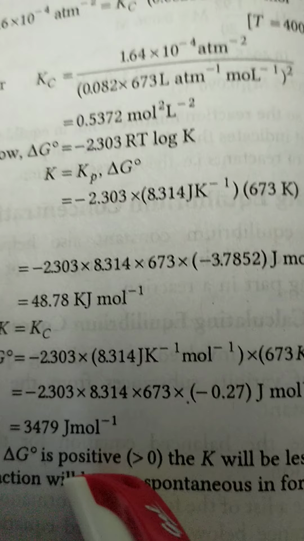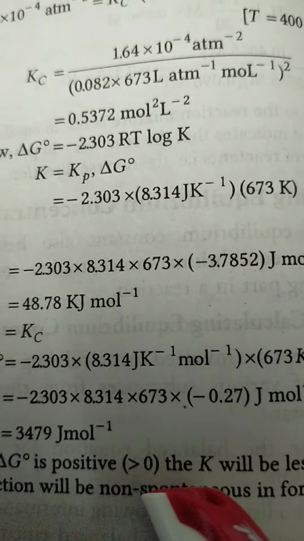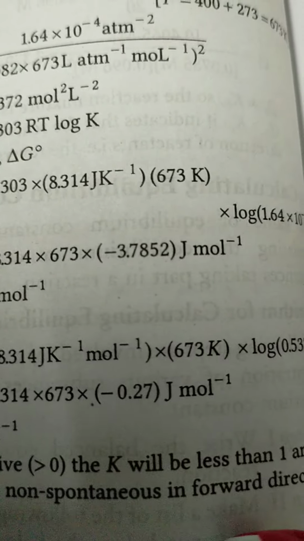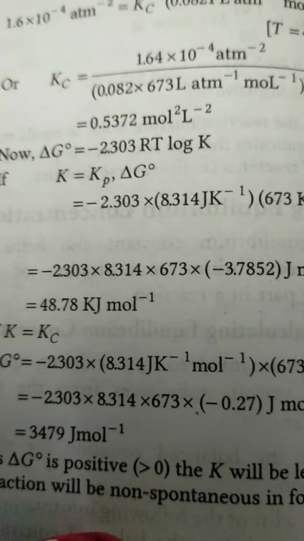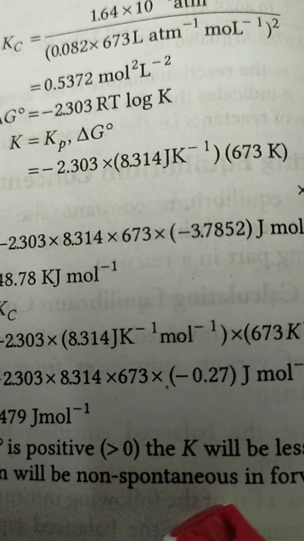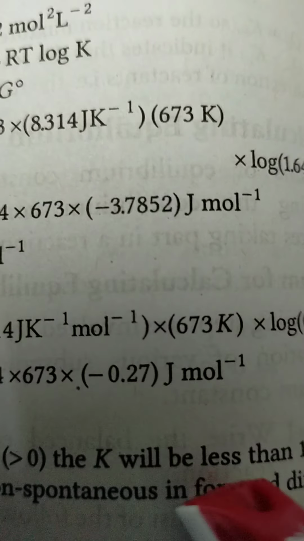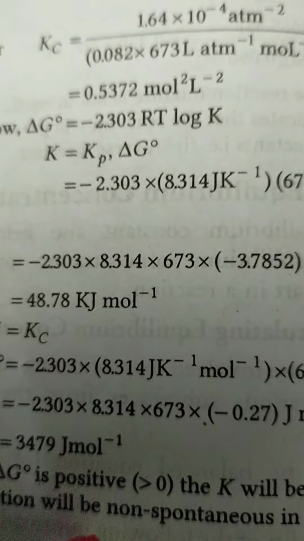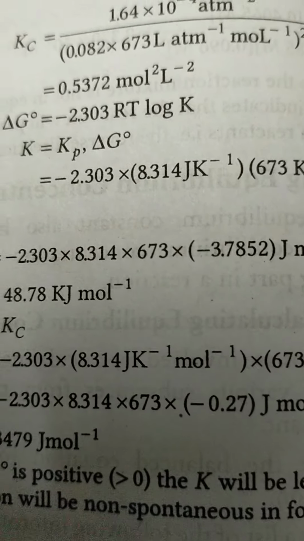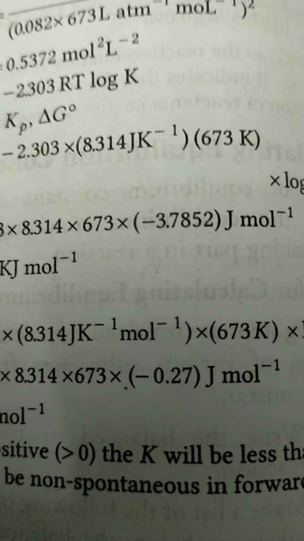As delta G is positive, greater than 0, then K will be less than 1 and the reaction will be non-spontaneous in the forward direction. If K is less than 1, the reaction will be non-spontaneous in the forward reaction.